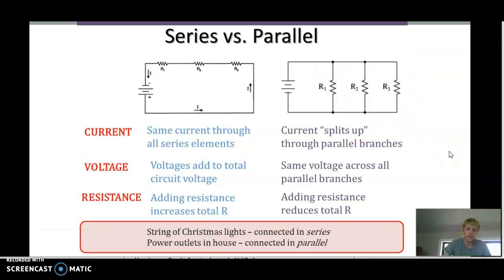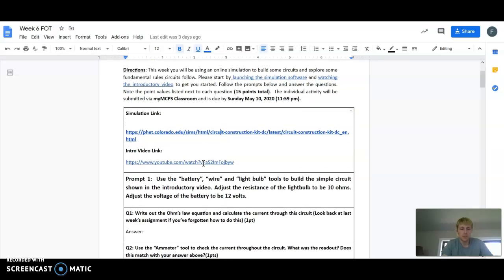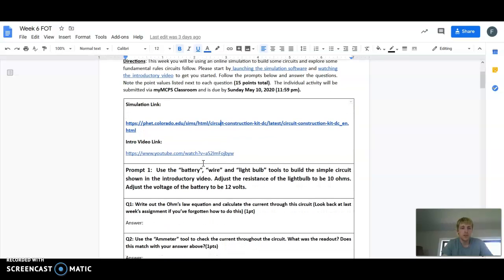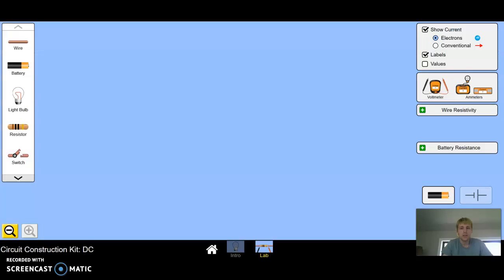Now, something to consider is your assignment. It's going to be a little bit trickier, maybe not, than some of the other ones we've done so far, because it involves you actually having to do a simulation online. So if you click this link, it'll take you to this circuit lab. You can add things and connect them with wires and make them run. There's an introductory video in the assignment you can look at.